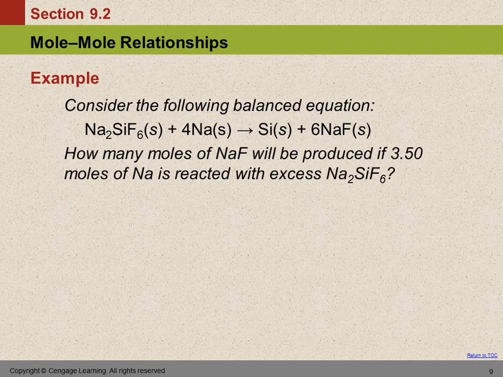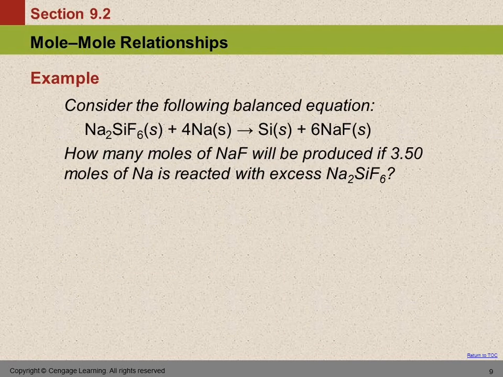So this one, we don't need to check it. You can check it if you want, but that one's already balanced. The question is, how many moles of sodium fluoride will be produced if 3.50 moles of sodium is reacted? Okay, if it was saying 4 moles of sodium, then it would be easy, right? 4 moles of sodium would produce 6 moles of sodium fluoride. But it's not nice numbers. So then we have to learn how to use mole ratios.